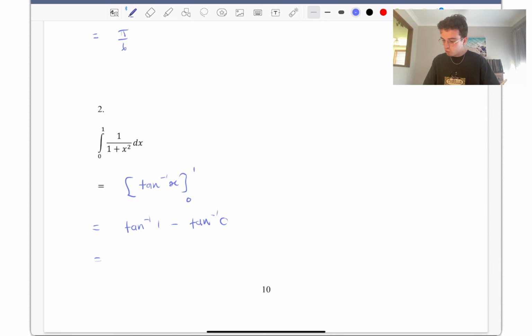Now tan inverse of 1, I think is pi on 4. Let me quickly check. Tan inverse of 1, yep, pi on 4. And of course tan inverse of 0 is 0.